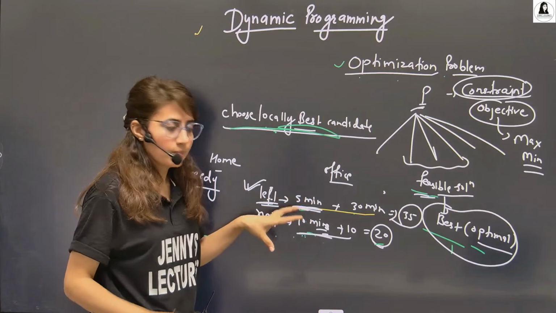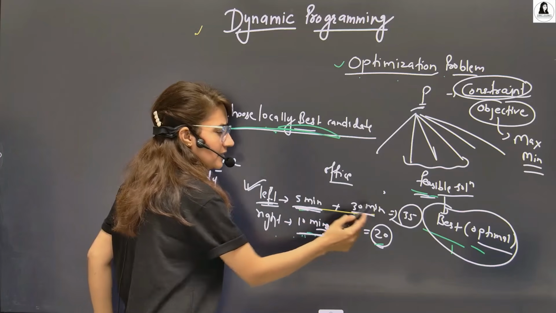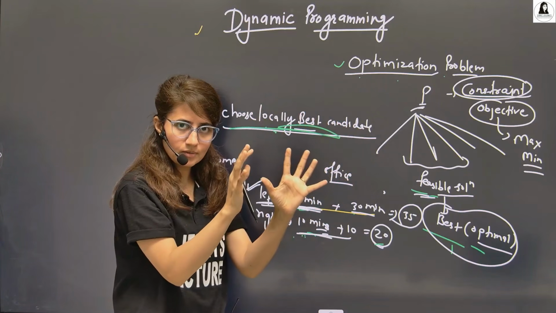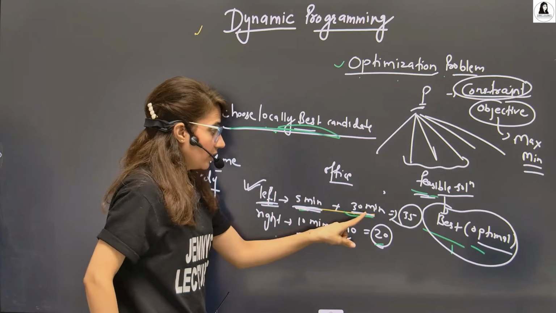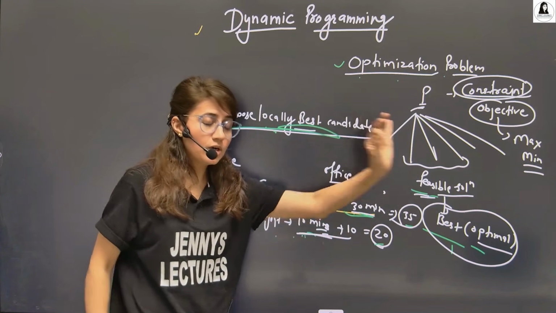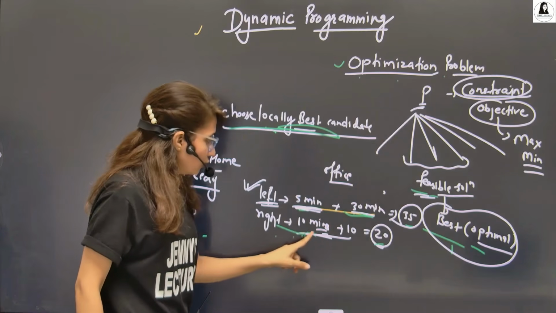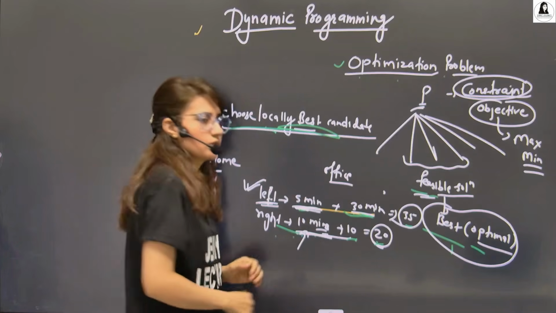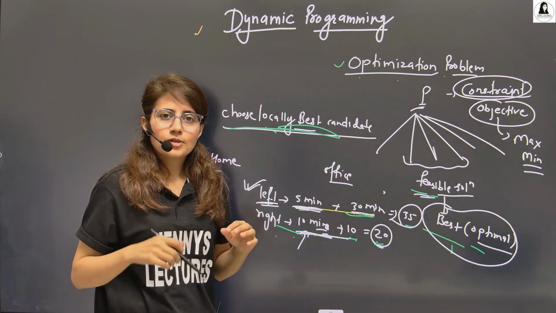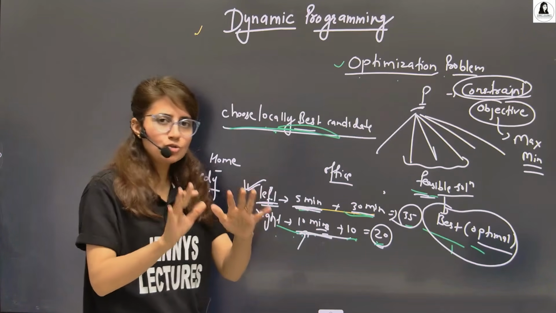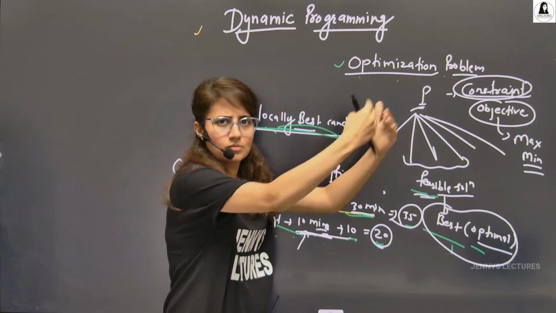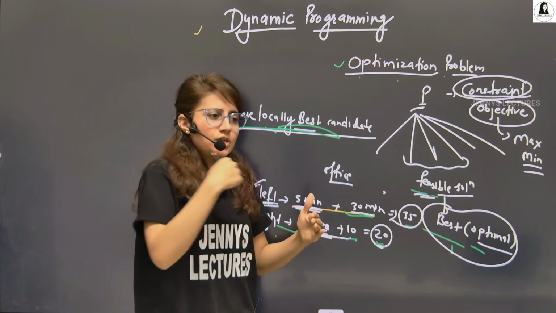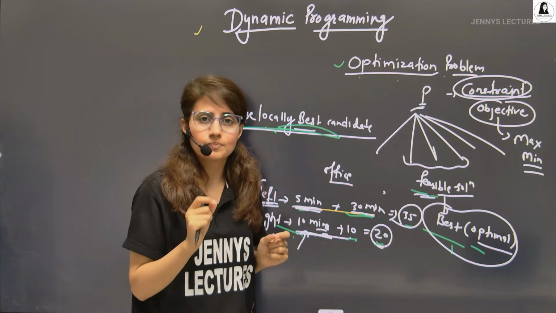DP will check that it's 5 plus, and DP will also see the later future consequences. It decides that later the traffic jam is 30, so the total time will become 35 minutes. Later in the other route, the traffic jam is only 10 minutes, so it will take me 20 minutes. So using DP, you will choose this. At every point, DP solves the problem in stages, meaning it divides the problem into subproblems, and at every stage some decision is taken.